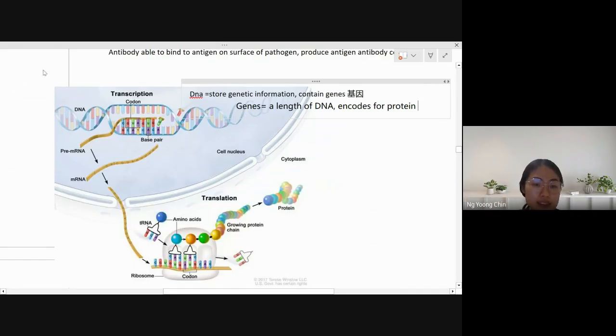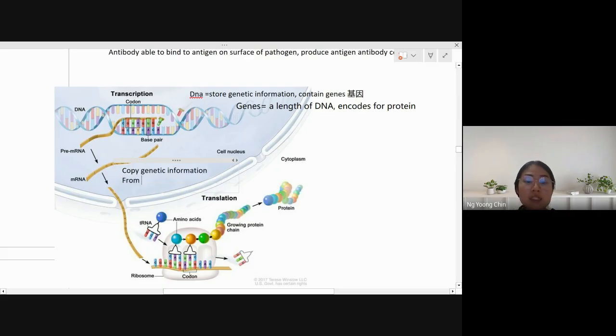So you can see that this is the DNA, right? DNA strands are open up. So when they open up, they will expose themselves to the outside. So they will produce a mRNA, which we call messenger RNA. After the messenger RNA is produced by transcription, its role is to copy the genetic information from DNA.